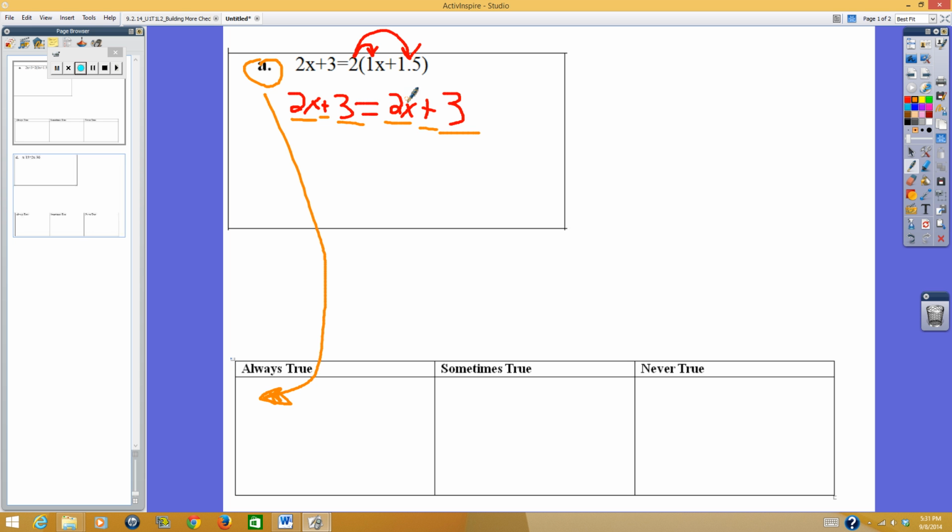I know some of you guys like to continue solving stuff, so let's say you subtracted 3 from both sides. Cancel that out. We've got 2x equals 2x. Once again, it's the exact same thing. So A is always true. Okay? So if you want to take a second to take that in, please press pause, because I'm going to go on to D now.